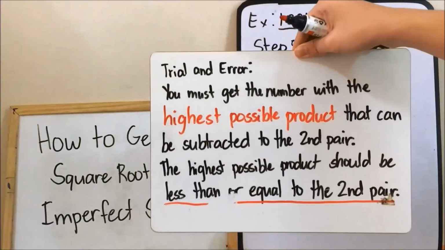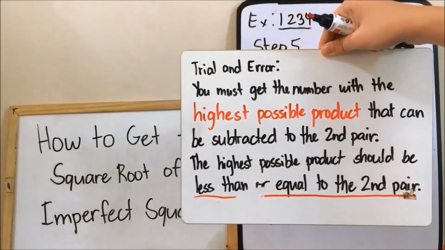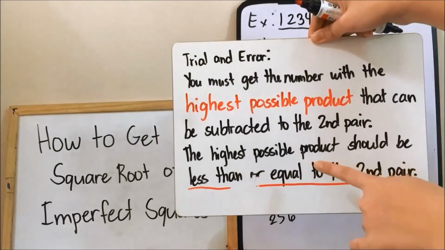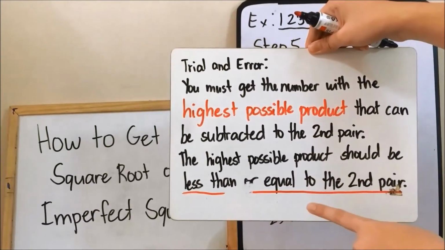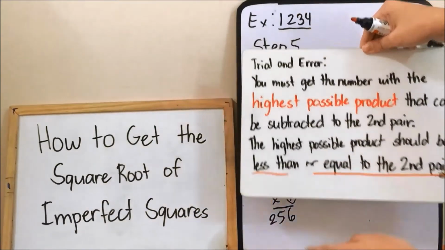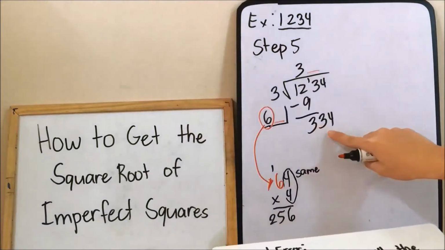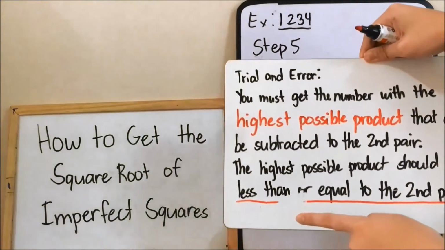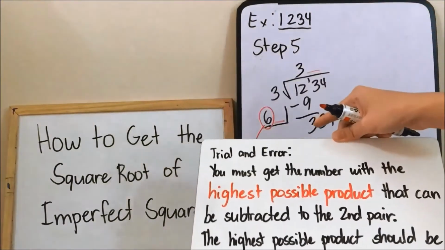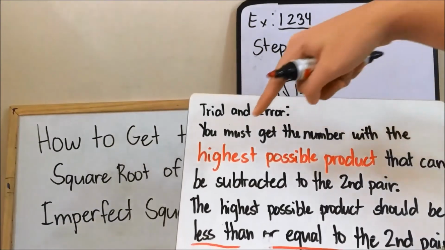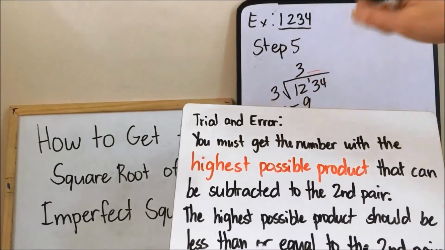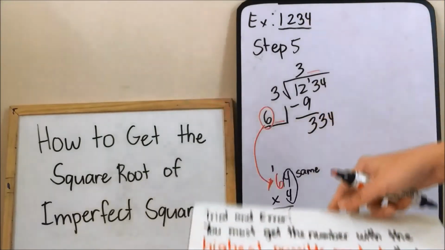So remember the rule. It says here that you must get the highest possible product, and that the highest possible product should be less than or equal to the second pair. So here is 256 and 334. It is less than 334, but it may not be the highest possible product. So let's try another number.